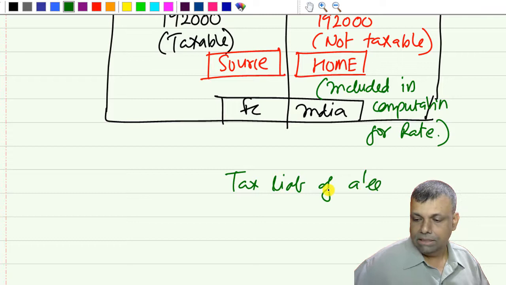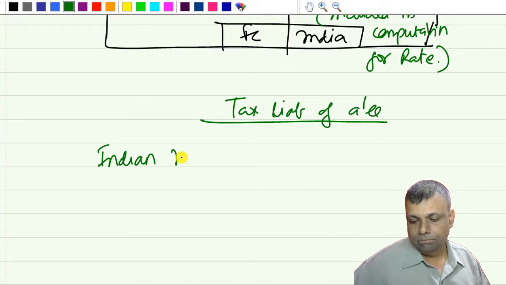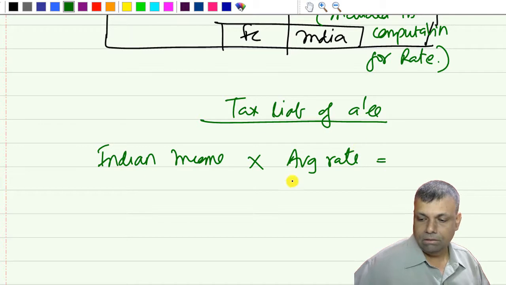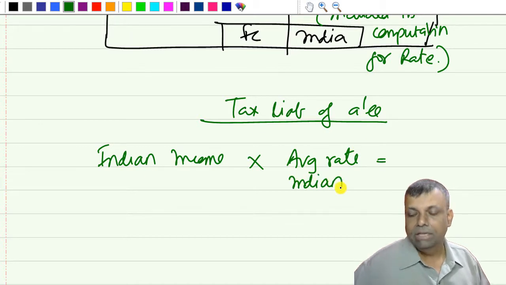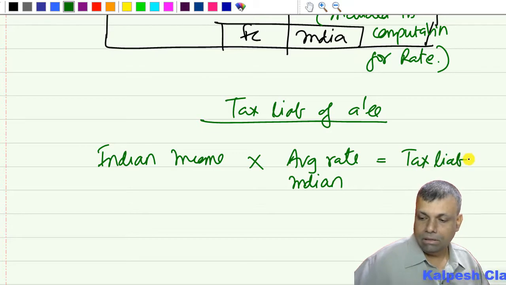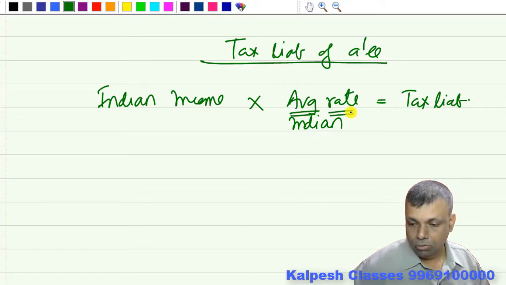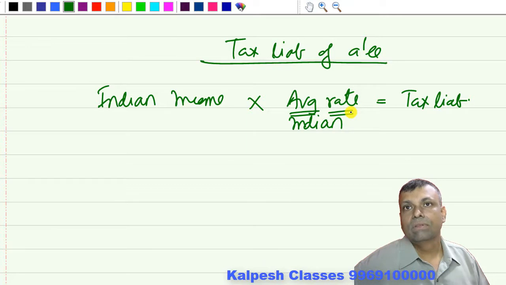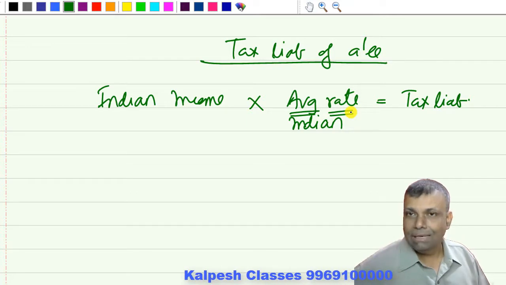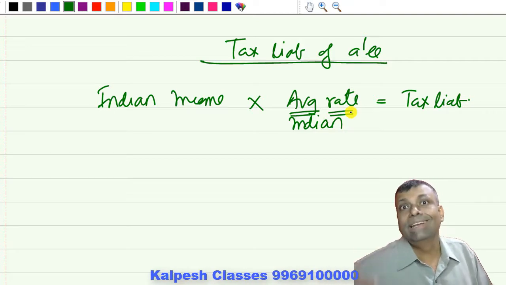The tax liability computation in the given case should logically be done like this. Listen very carefully. Indian income multiplied by the Indian average rate is equal to the tax liability, because only Indian income is taxable in India as per the double taxation avoidance agreement. But in order to calculate this average rate, you will have to include 1,92,000, so that because of that higher income you go into the higher slab, and a higher average rate will come. That's the intention of the law.